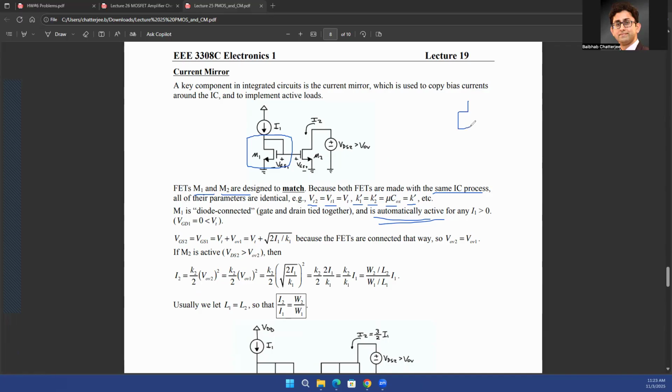So let's first try to understand why you call this a diode connected transistor. You have the transistor, you connect the gate and drain together. So this is your source, this is the drain, and this is the gate. As you know, for the diode, the current only flows in one direction. So the current flows in this direction, but the current cannot flow in that direction. The same thing happens for the diode connected transistor.